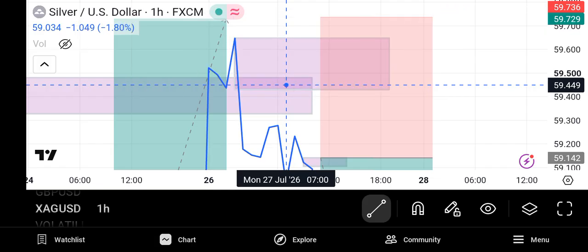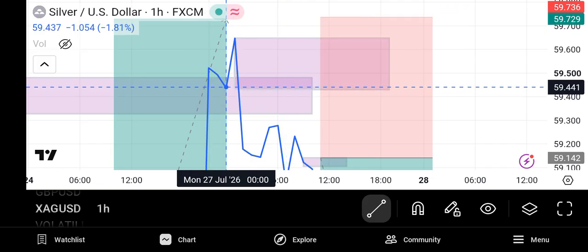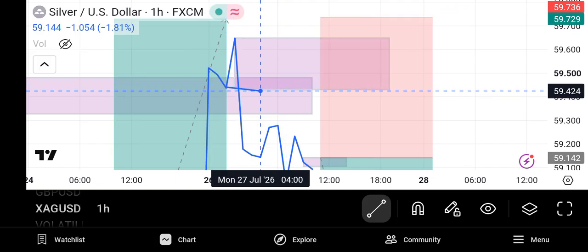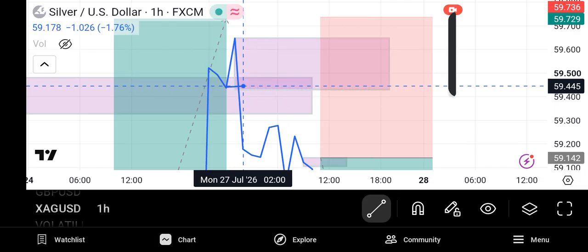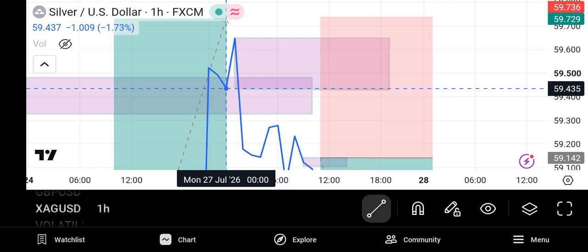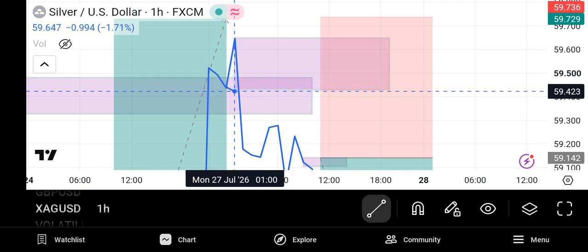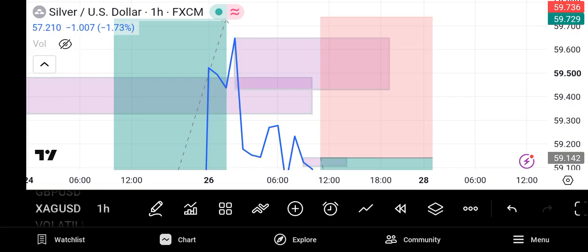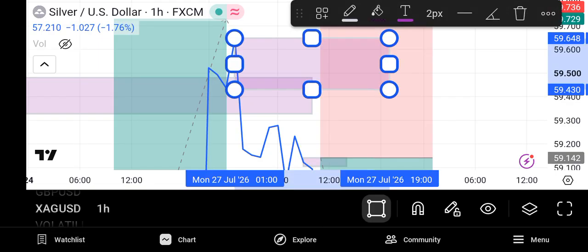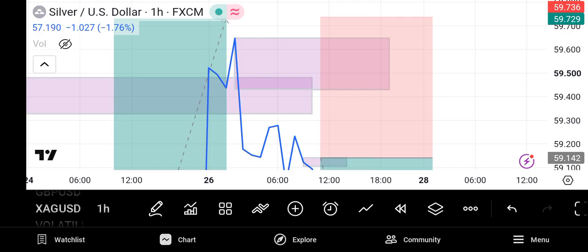Instead of buying, see here, change of character. Sorry for this notification. Change of character happened here. You see, that means the market is about to sell, since there's change of character here. And then I mark this last up candle. In all my videos, I always like to say last up candle. So I mark the up candle there.